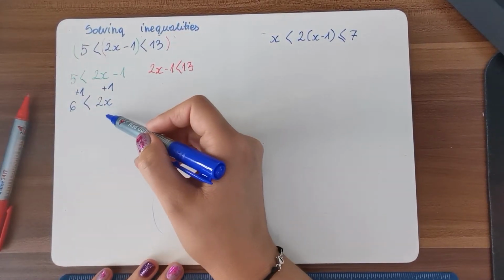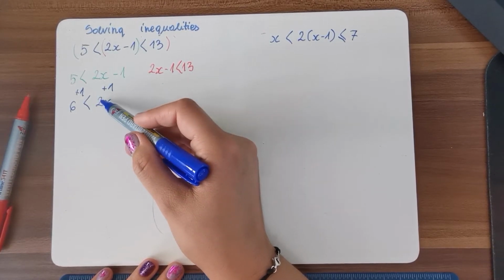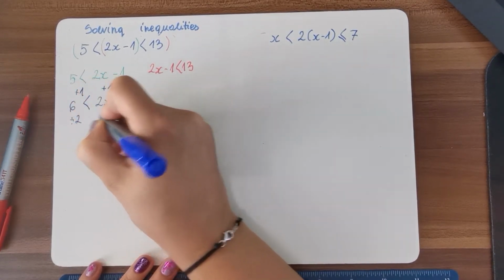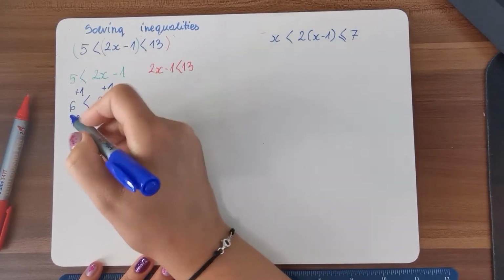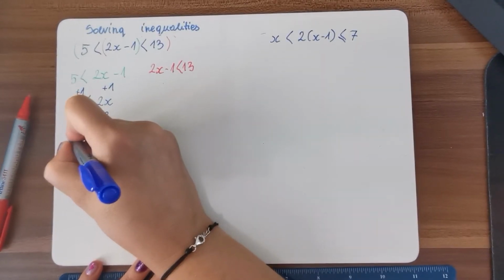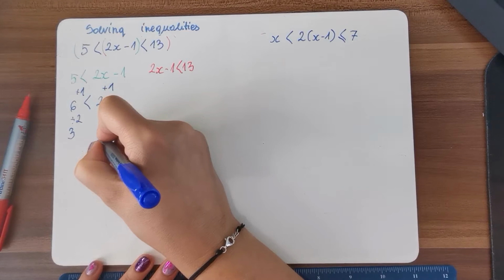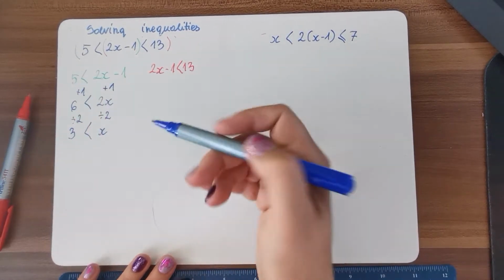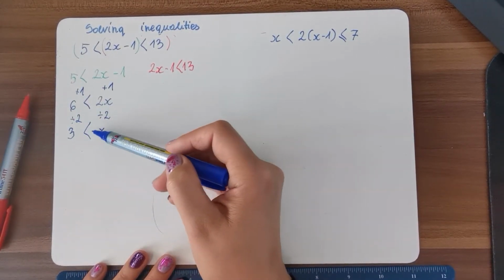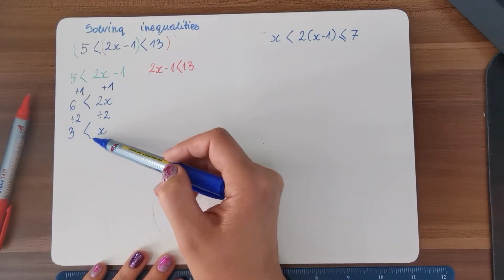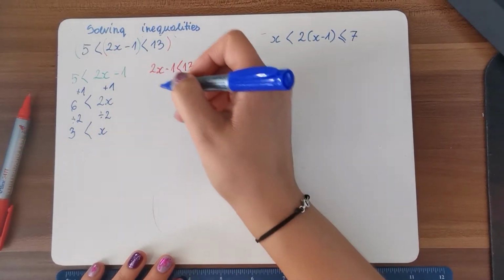Now we need to have only 1x, so to get this and cancel out this 2, we need to divide 2x by 2. So we will divide both sides of our inequality by 2, and we will get 6 divided by 2 is equal to 3. And here we will get 2x divided by 2 is x. So we have the solution of the first inequality. x must be larger than 3, or 3 must be smaller than x.